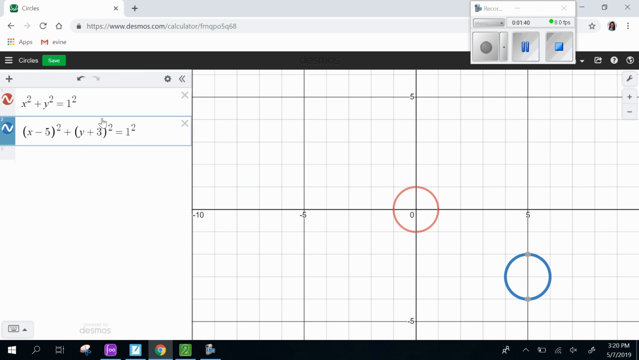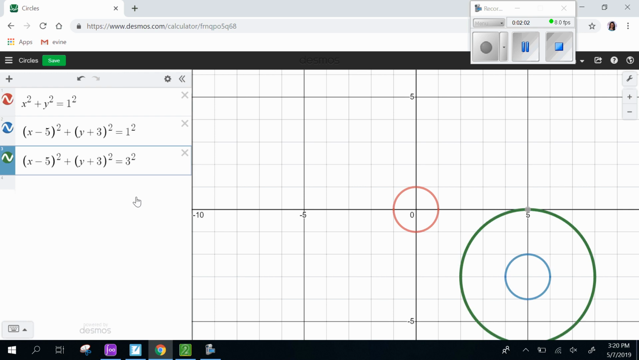Now right now I haven't played around with my radius. So I'm going to take a look at how to make my circle bigger. Currently my radius is 1. If I want to change my radius, I am going to change this number to the right of the equal sign. So let's say if I want my radius to be 3, I'm going to say 3 squared. So my green circle has a center at 5, -3, and it has a radius of 3. So I'm going 3 units away from the center to sketch it. And these are written in the standard form of the equation for circles.